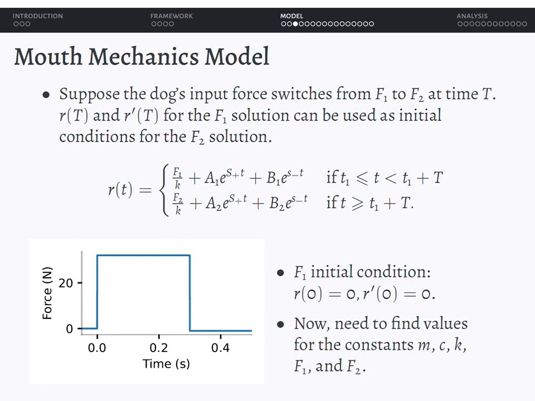If the applied force switches from F1 to F2 at time t, the position and velocity of the first solution at time t can be used as the initial conditions for the second solution. This yields a piecewise function r of t that is continuous and differentiable. Now, we need to find values for the various constants in the model that match how Fritz's mouth actually behaves.